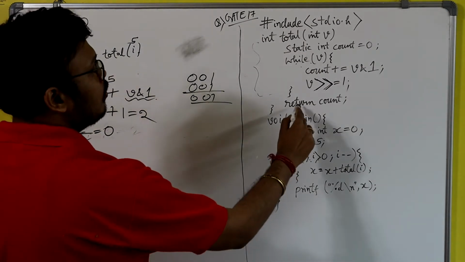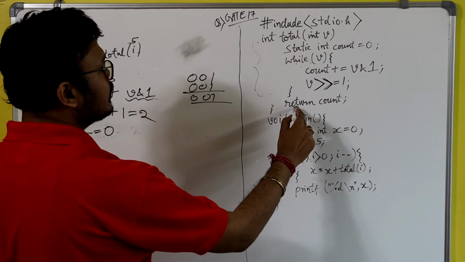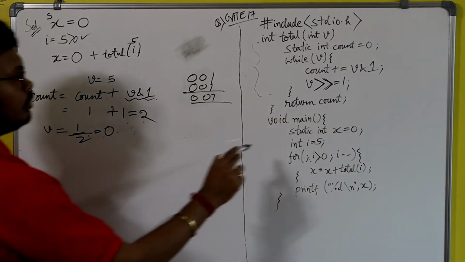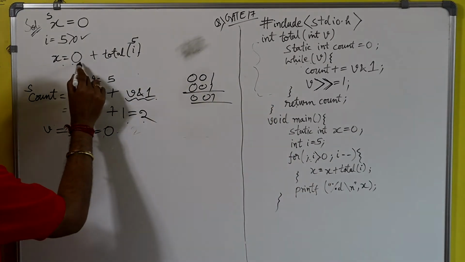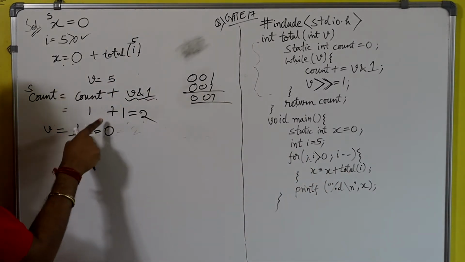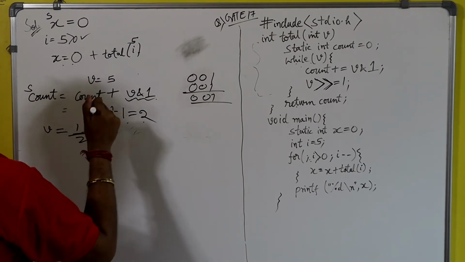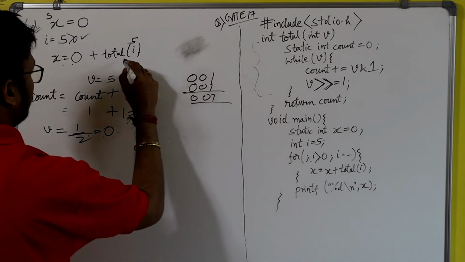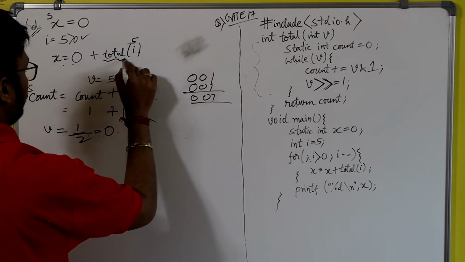Okay. And what it will return? What will this total function return? This total function will return the value of count. So what is the value of count? 2. 2 is the value of count. So here x is equal to, so 2 will be returned here. It means the value of this 2 will be returned here. So x is equal to x plus 2. Okay. So in place of this, I will write 2.